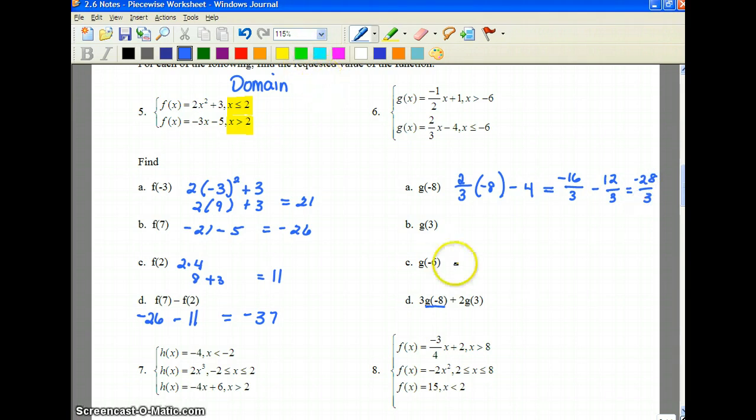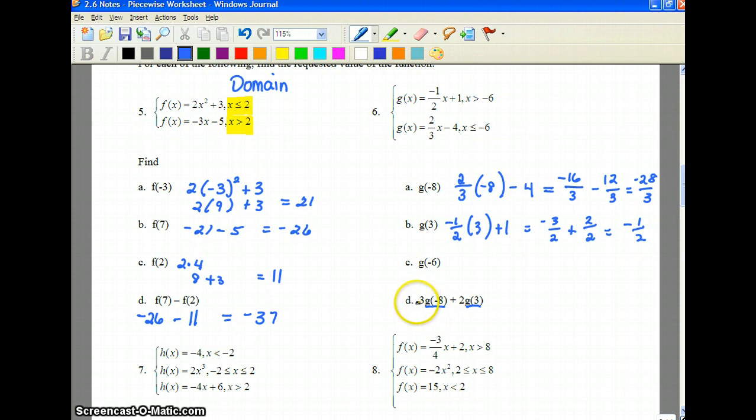Okay, for this problem, we also need to know what g of 3 is. So you've got to go up here. Where should I put the 3? Well, the 3 is bigger than negative 6, so I need to put it in here. So negative 1/2 times 3 plus 1. Again, use your calculator if you want. That's negative 3/2 plus 2/2, which is negative 1/2.